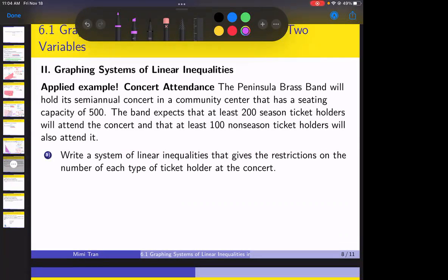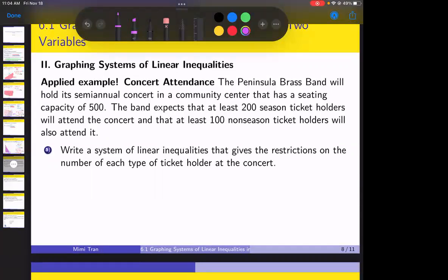The band will hold a semi-annual concert in the community center that has a seating capacity of 500 seats. The band expects that at least 200 season ticket holders will attend the concert, and at least 100 non-season ticket holders will also attend the concert. I want you to write the inequalities that give the restriction on the number of each type of ticket held at the concert.